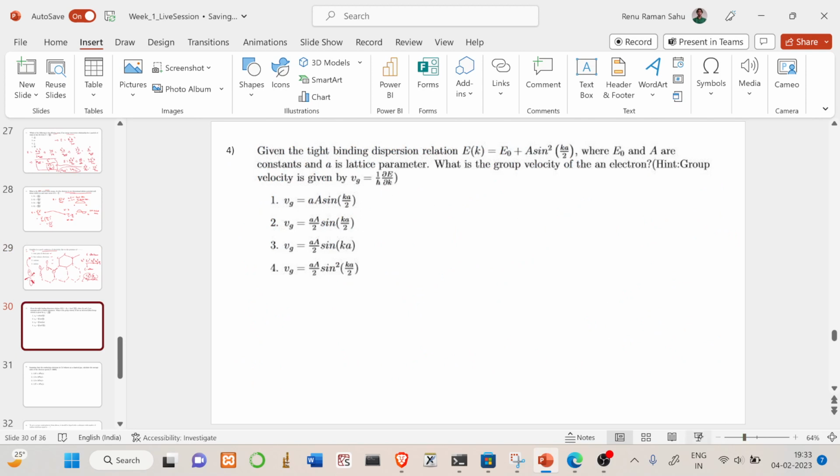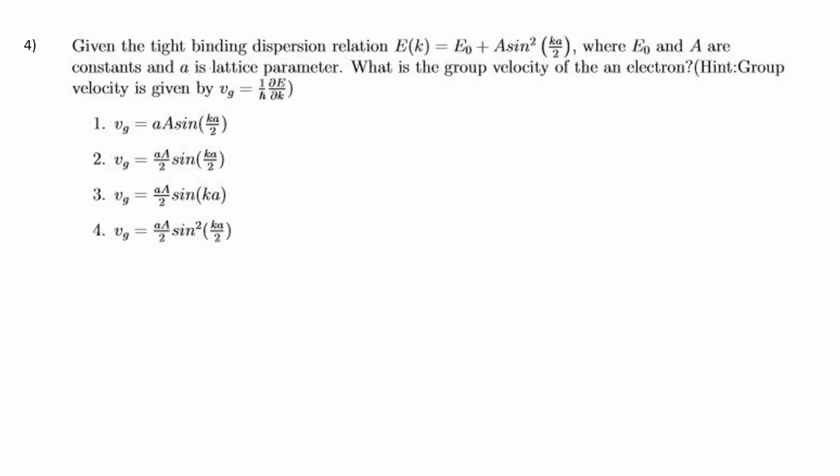Now another question. The tight binding dispersion relation E of k is given as E naught plus A sine square of k a by 2, where E naught and A are constants and a is the lattice parameter. What is the group velocity of an electron? The formula of group velocity is already given, so you can simply put the value of energy here and take the derivative. I just want to tell you what motivates this expression for Vg.